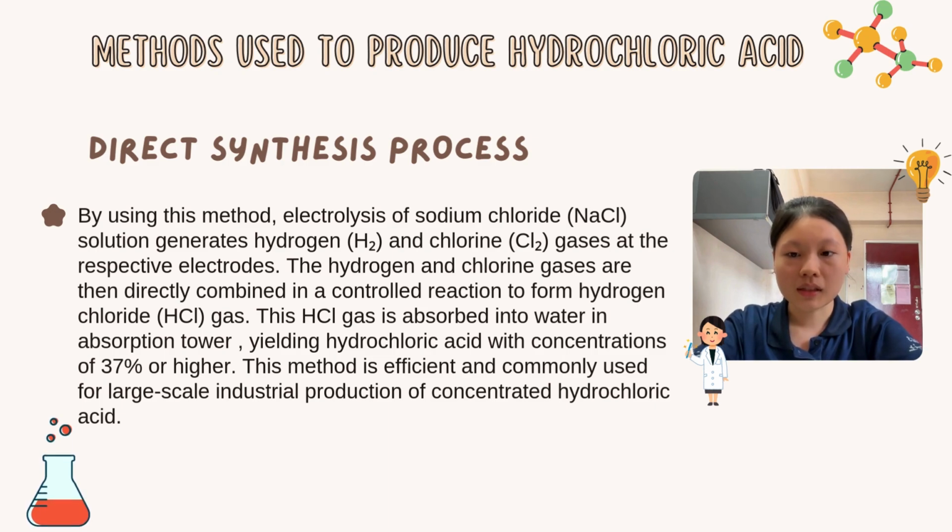By using this method, electrolysis of sodium chloride solution generates hydrogen and chlorine gases at the respective electrodes. The hydrogen and chlorine gases are then directly combined in a controlled reaction to form hydrogen chloride gas. This HCl gas is absorbed into water in an absorption tower, yielding hydrochloric acid with a concentration of 37% or higher. This method is efficient and commonly used for large-scale industrial production of concentrated hydrochloric acid.